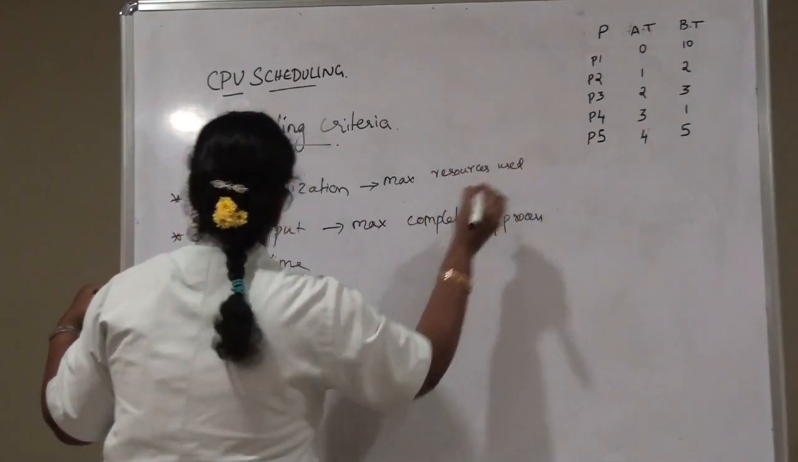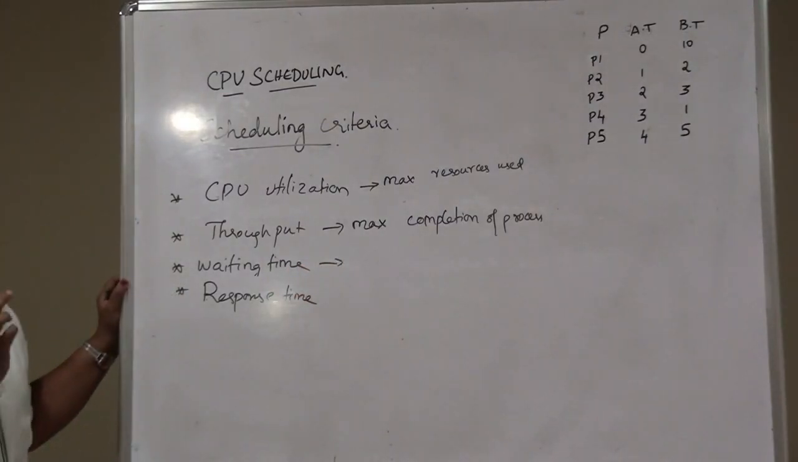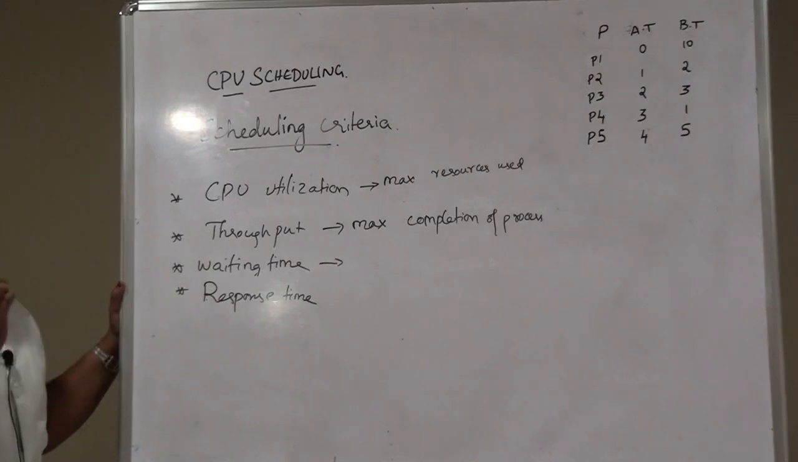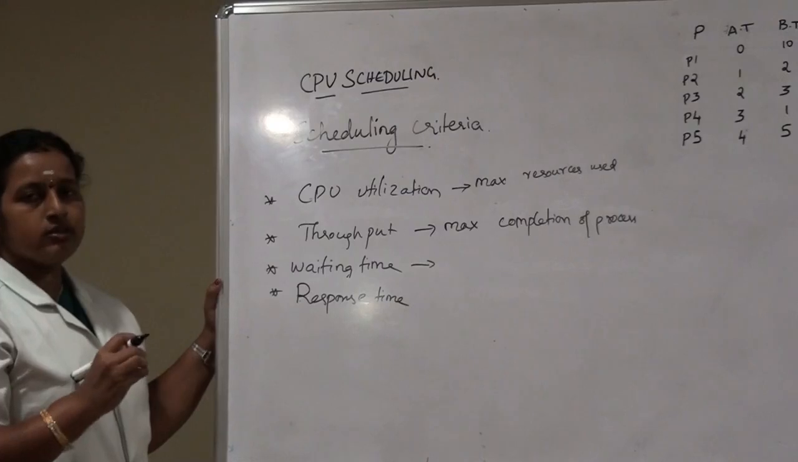Resources used are maximum. Next, waiting time. Waiting time is when a process, due to any interruption, goes to the waiting state. So the waiting time must always be minimum.